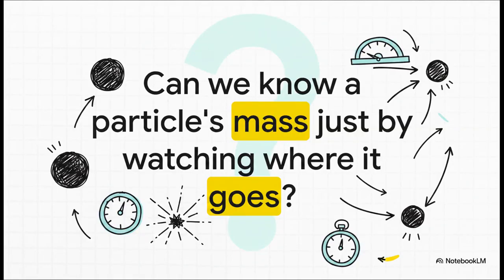So here's the big question, the central puzzle. Imagine you see two particles crash into each other. One hits the other, they scatter, and they fly off. Now, if the only thing you can do is measure their speeds and the angles they fly off at, is that enough information to figure out the ratio of their masses? It seems like it might not be enough, right? But you're about to see how physics gives us the perfect set of tools to do exactly that.